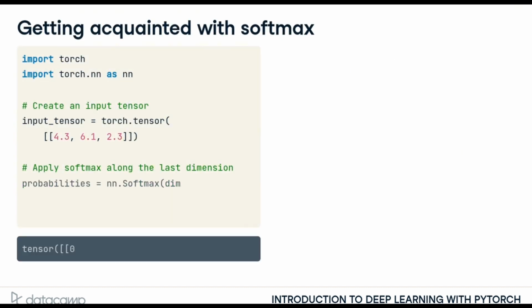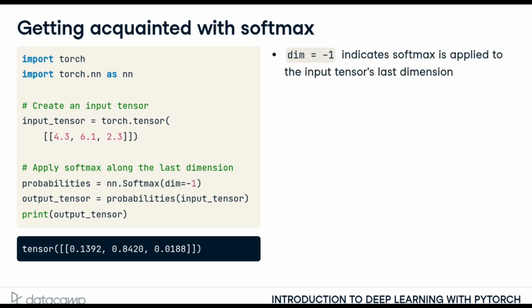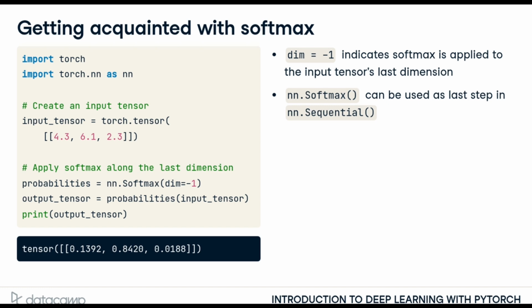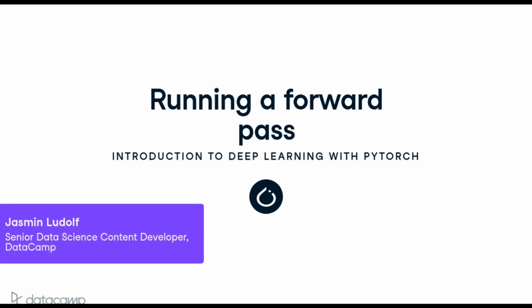In PyTorch, we use nn.Softmax. dim equals -1 indicates that Softmax is applied to the input tensor's last dimension. Similar to Sigmoid, Softmax can be the last layer in nn.Sequential. We've explored tensors, small networks, and activation functions. Now let's dive into generating predictions.